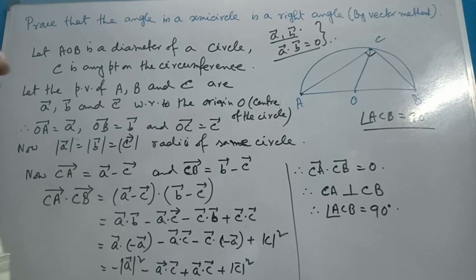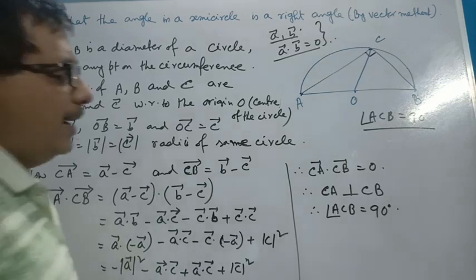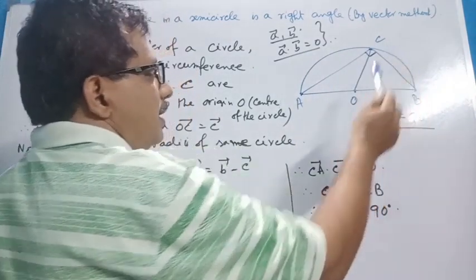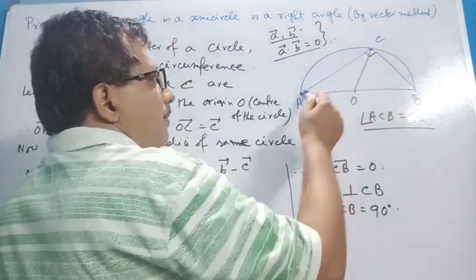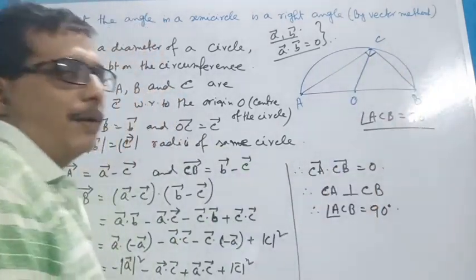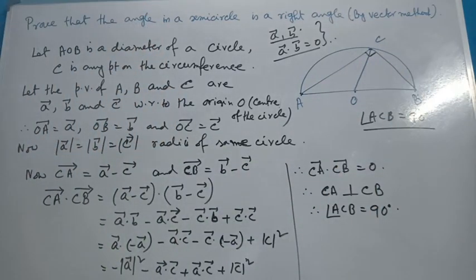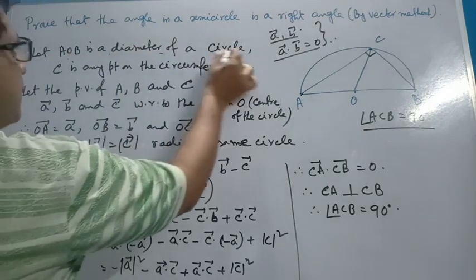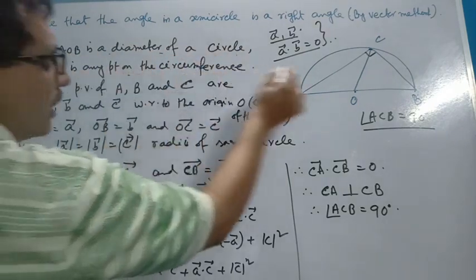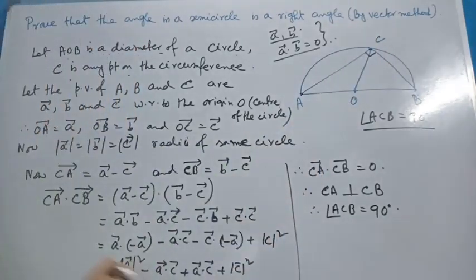So our aim, to prove that angle ACB is 90 degrees, is nothing but to prove that CA vector and CB vector are perpendicular to each other. We are trying to prove this. Now, let AOB be the diameter of a circle, and C any point on the circumference.